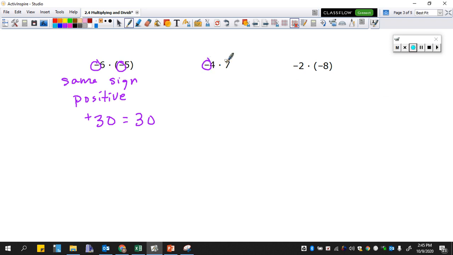Here, negative 4 times 7, so that means this is a positive 7. So the signs are different. The different signs means the answer is going to be negative, regardless of which number is bigger. Remember when we were talking about addition, we gave it the sign of the largest number, but not in multiplication. We just know that the signs are different, so the answer is going to be a negative. And 4 times 7 is 28. So the answer is a negative 28.